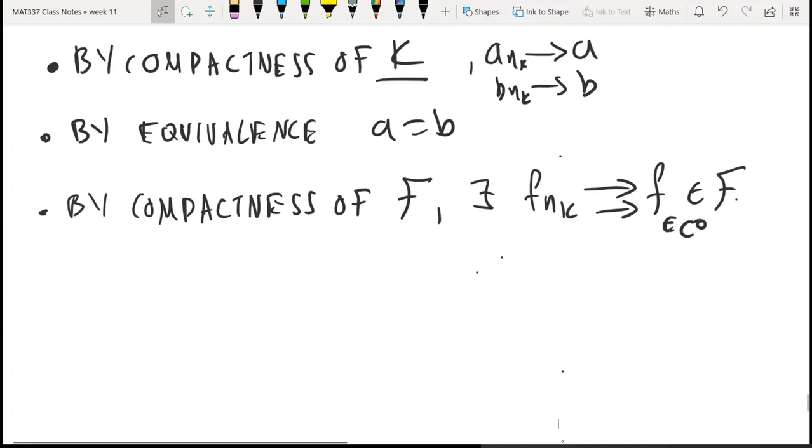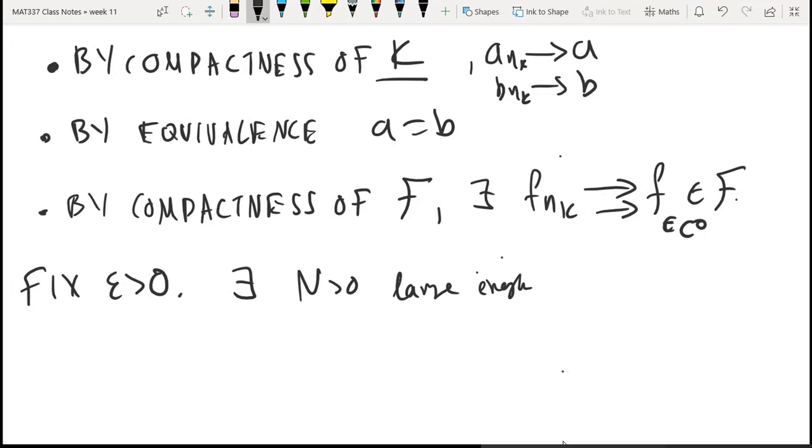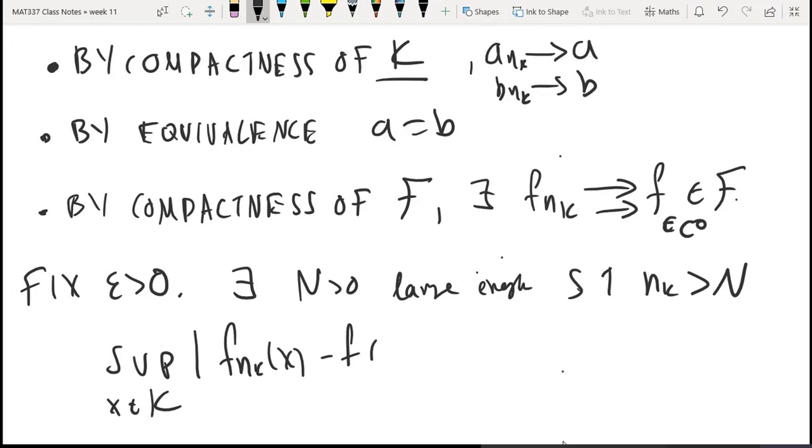Okay, so let's put them together. It's an epsilon over three argument. So as usual, fix epsilon. And let's do all of them at once. So there exists N large enough, so that for all n_k bigger than N, you have sup over x in K of |f_{n_k}(x) minus f(x)| is less than epsilon over 3. So that's step one.